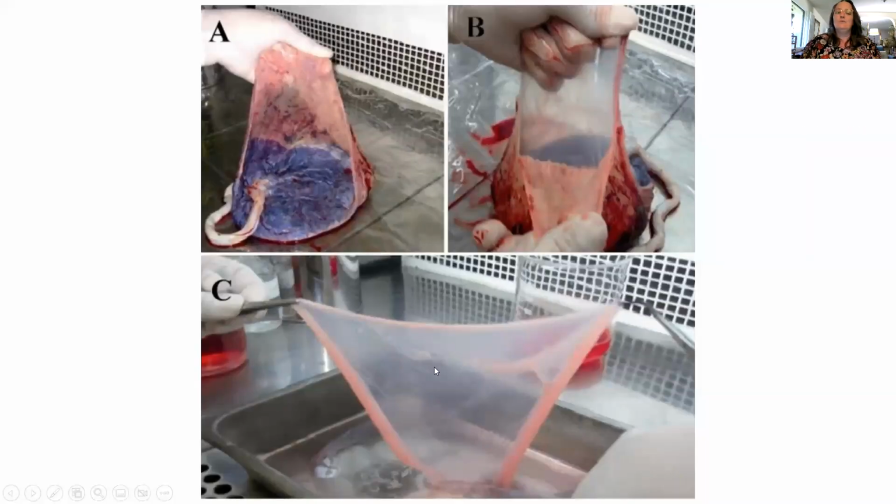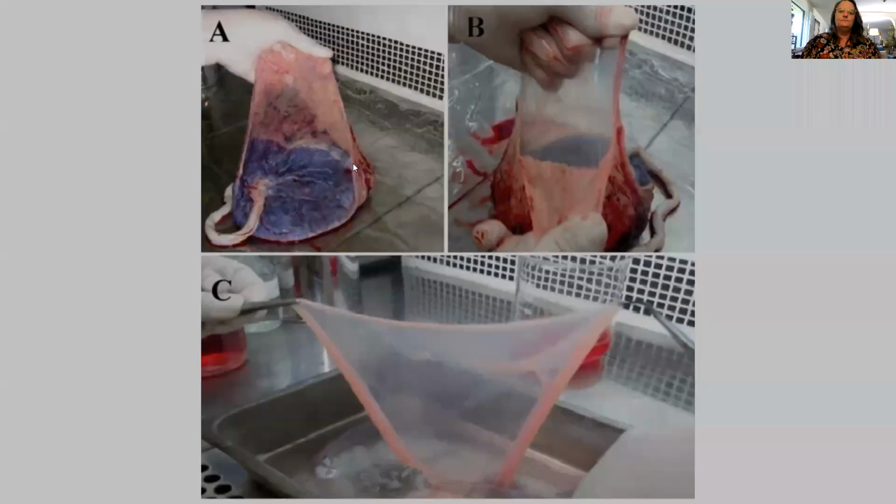Here is the sac that the baby actually grows in. Here you can see it's turned inside out. This is the cord that goes to the baby, and this sac has 2 layers to it. This is a fantastic picture of those 2 layers, amnion and chorion. It's a very thick, tough sac, and that is what holds the amniotic fluid and the developing baby.